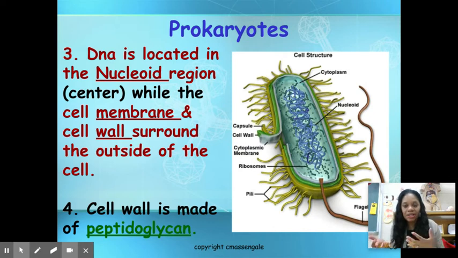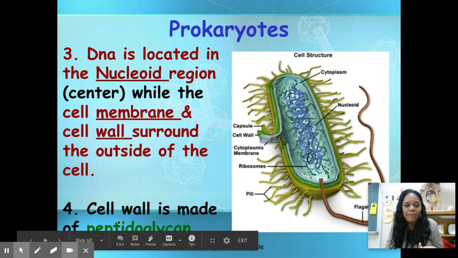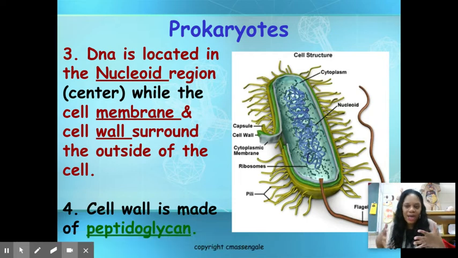So what makes up the cell wall? It's a material called peptidoglycan. You won't really need to know that for a test. I just wanted to let you know. So glycan, glucose, peptide, protein. So it's like a protein and a carb at the same time.